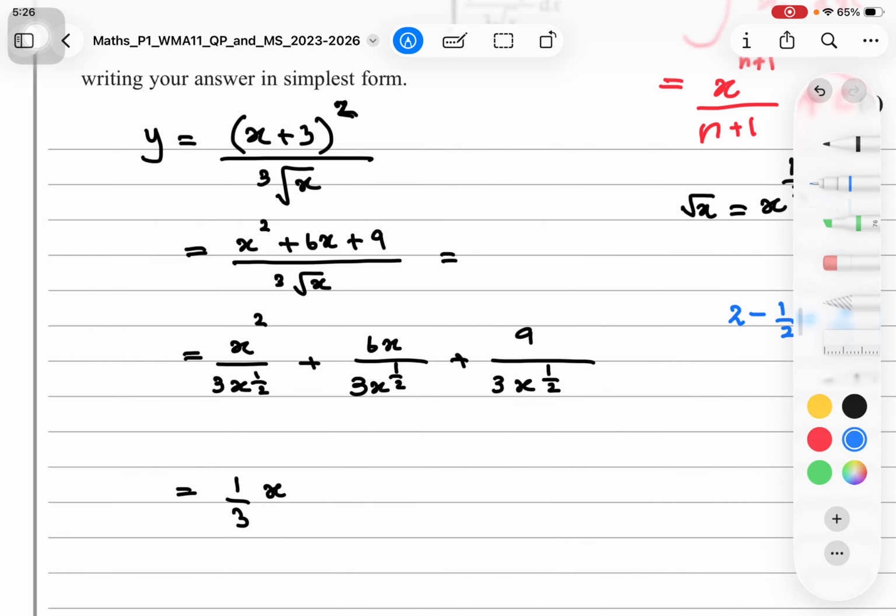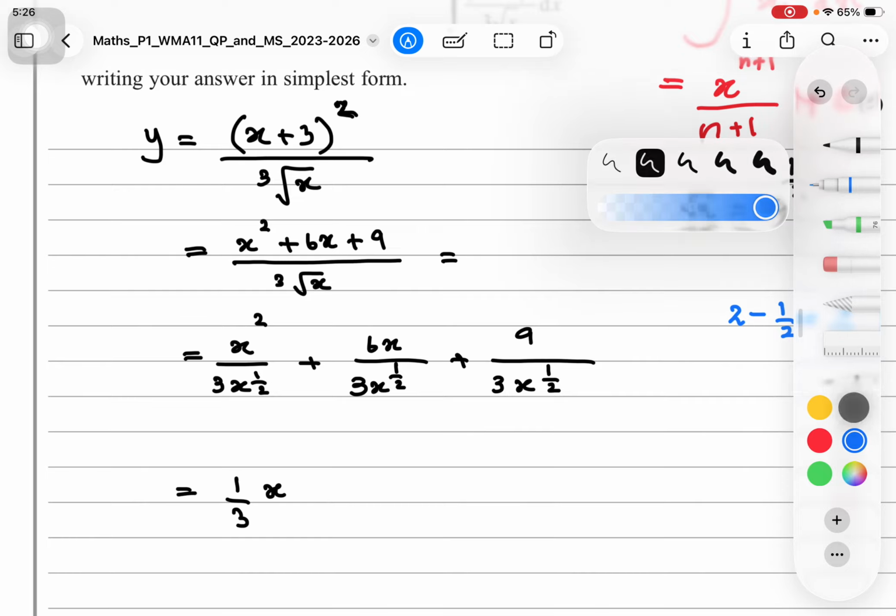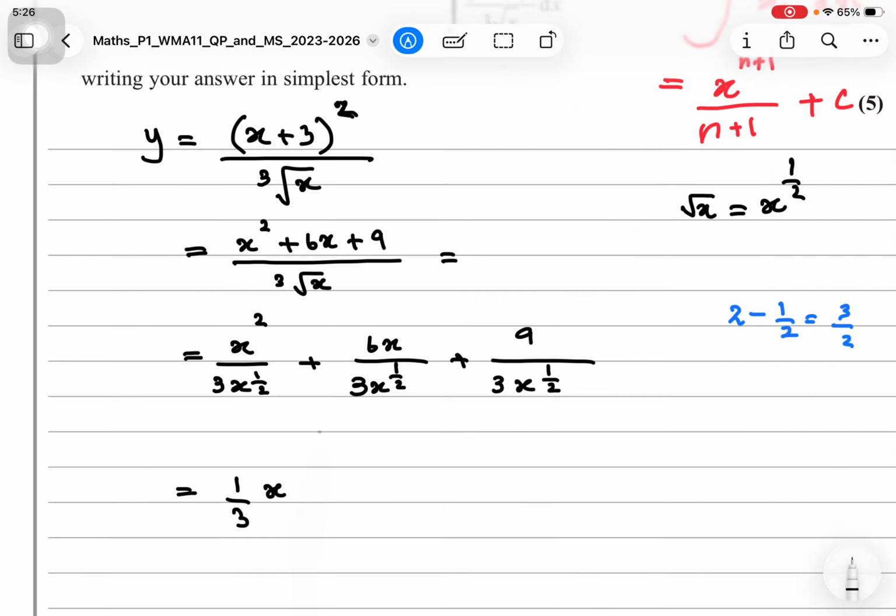Similarly, you can get it as 3 over 2 here. Here it will be the number 2, then x to the power 1 minus half, which is half. This will be 3x to the negative 1 over 2, because we know this power will come up. Great. So once you have y as this, now let's go for integration.